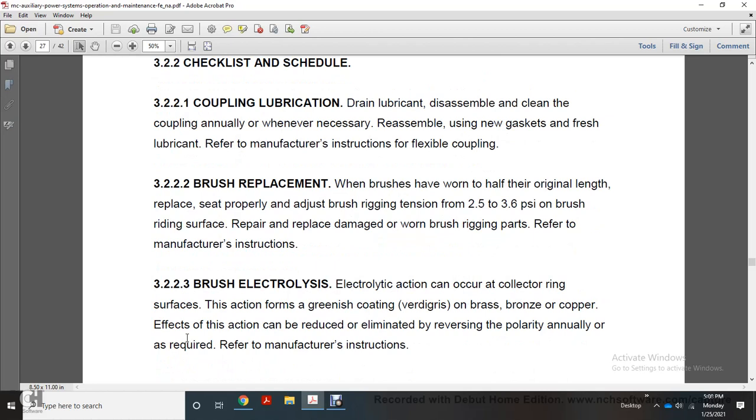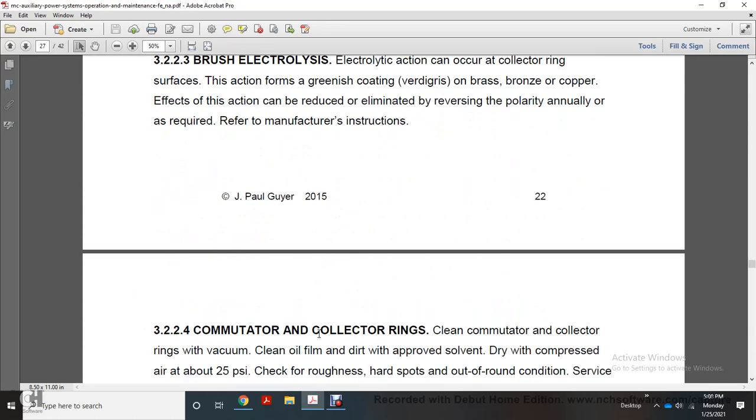Electrolytic action can occur on the collector ring surface. The action forms a greenish coating of verdigris on brass, bronze, and copper. Effectively, the action can be reduced or eliminated by reversing the polarity annually as required by the manufacturer's instruction.